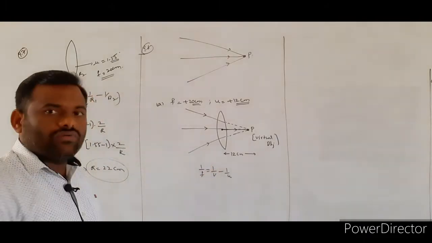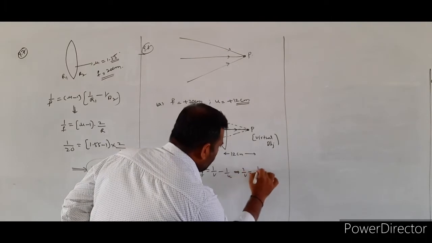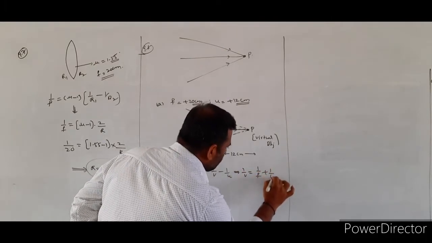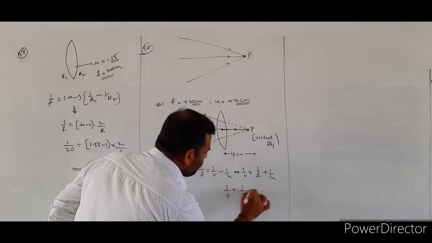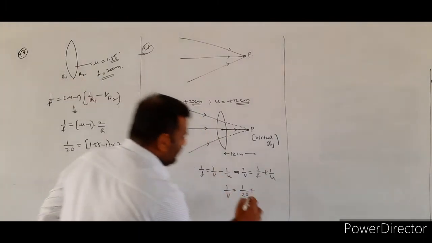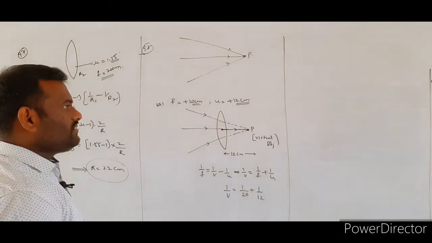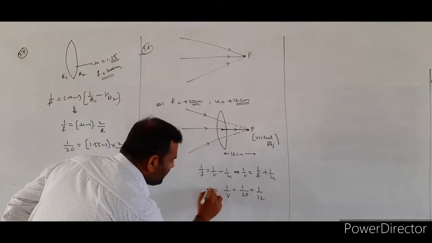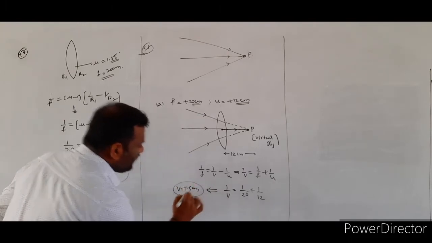1 by f is equal to 1 by v minus 1 by u. From this, 1 by v is equal to 1 by f plus 1 by u. 1 by v is equal to 1 by f, whose value is 1 by 20, and 1 by u is equal to 1 by 12. If you take the LCM and simplify, the image distance value is equal to 7.5 centimeter.